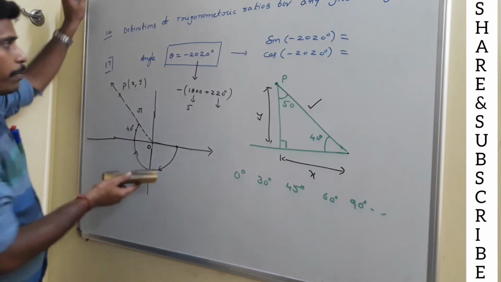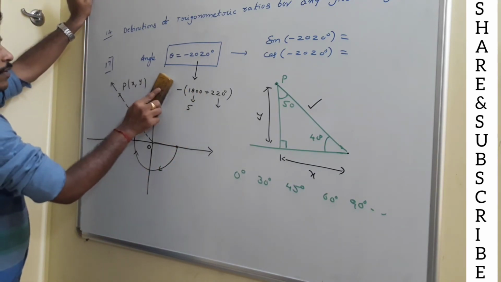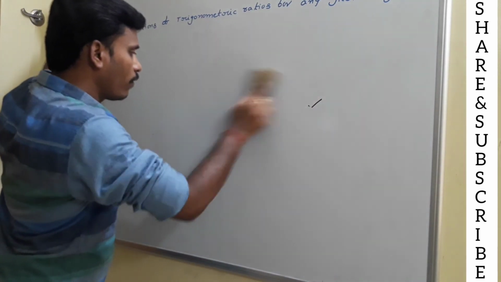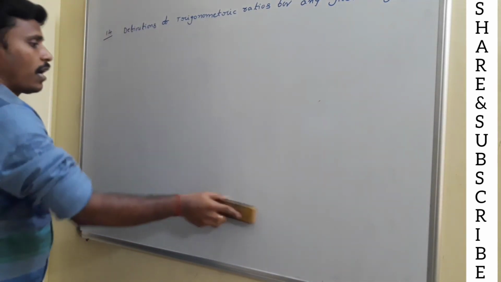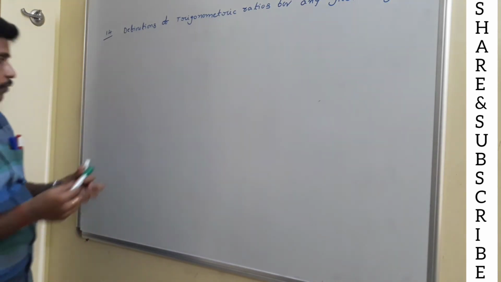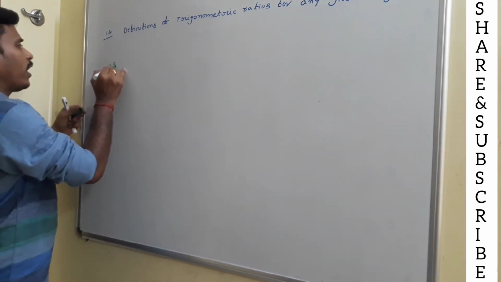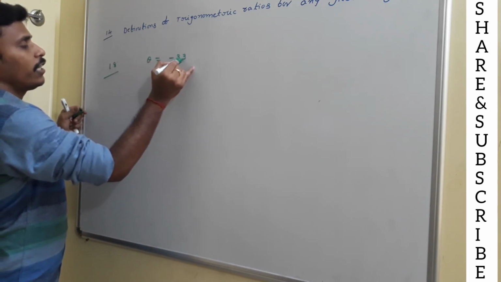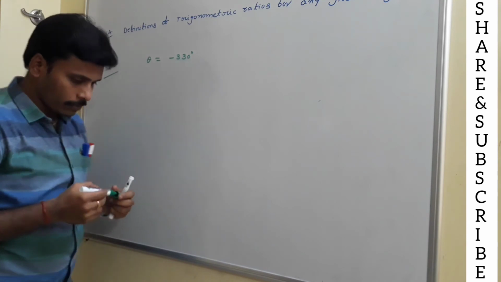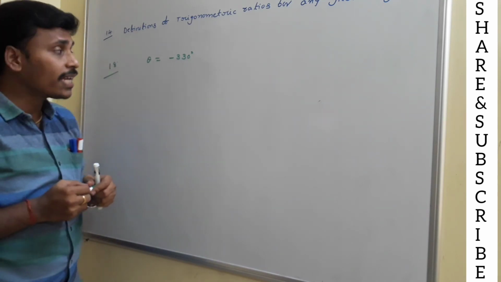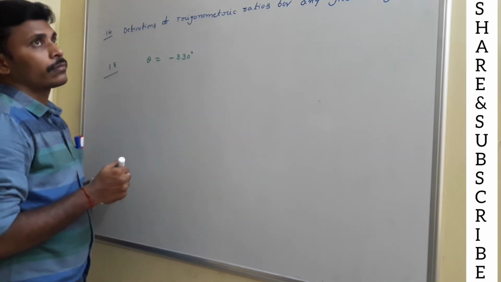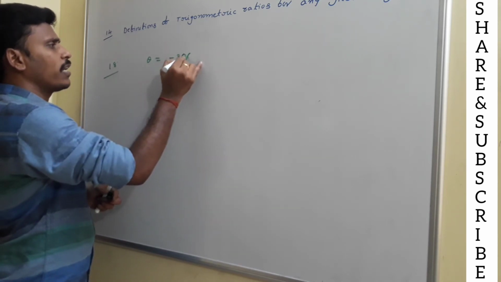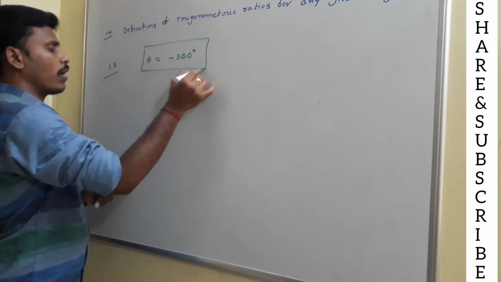Then leave it. I will give you one more example. I am erasing everything. I will give you one or two examples and afterwards I will allow you to resolve your doubts, and then the 18th point. If my angle is minus 330 degrees, or otherwise you may say minus 300 degrees, you have a chance to construct the terminal ray.